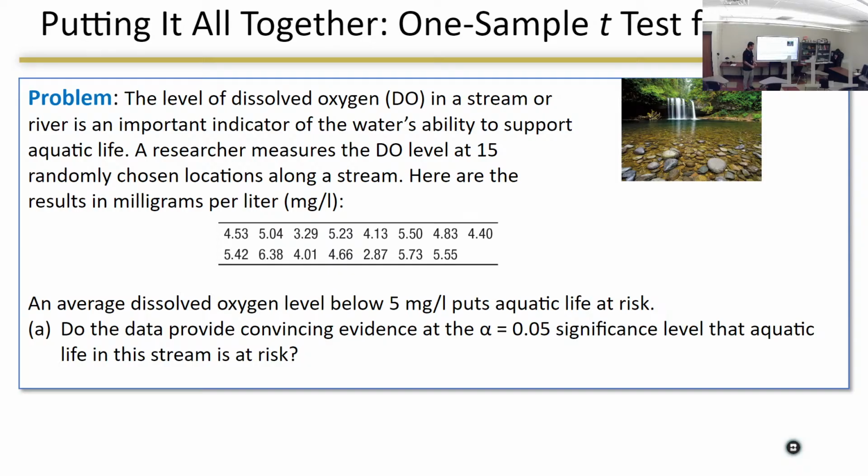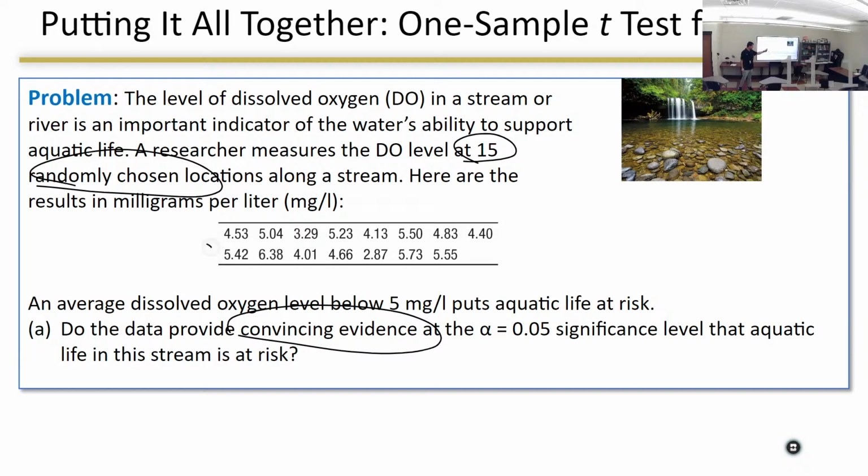Does the data provide convincing evidence? That means you got to do the full-blown deal. I got 15 randomly chosen locations. Random. 15 is less than 10% of all locations.